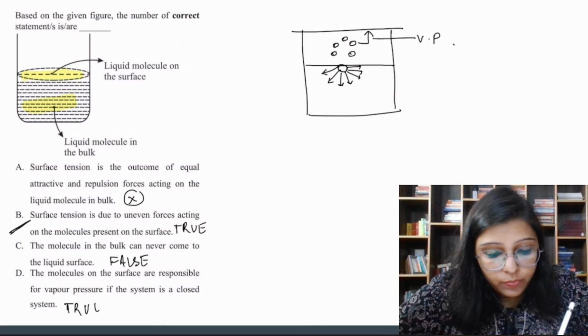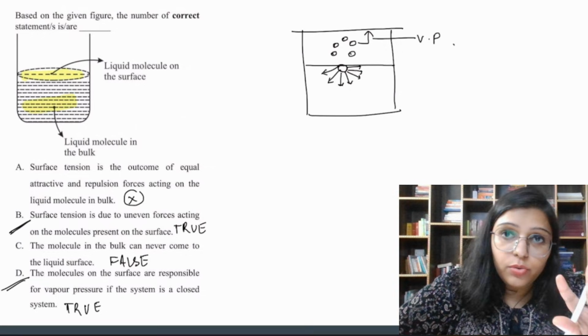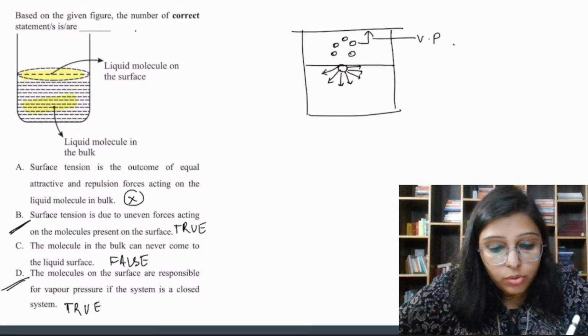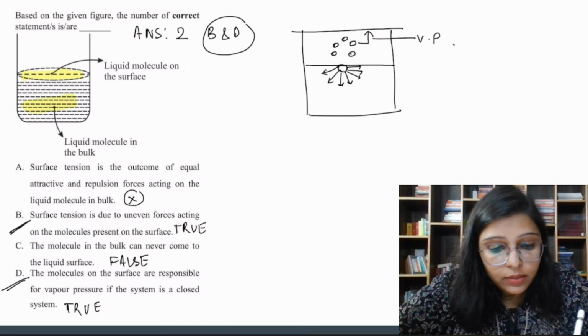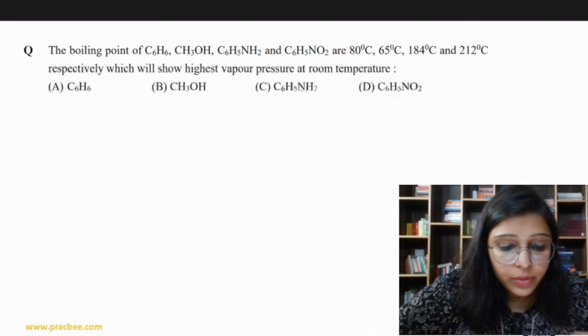So this is true. So out of A, B, C, D, two statements are true, two statements are correct, B and D. So answer is 2. B and D are correct. Okay. Now let's do next question.